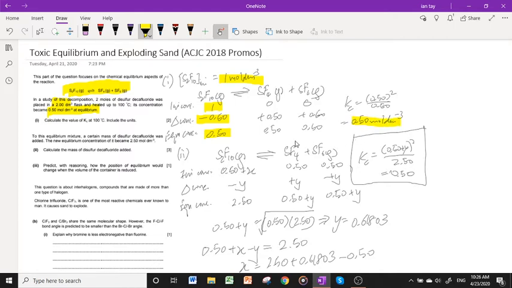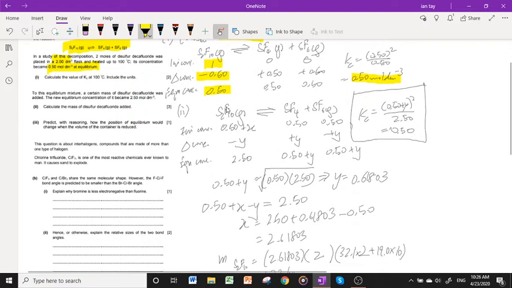So let us take a look at the second part, which is actually the more interesting part. So to this equilibrium mixture, an unknown mass of disulfur decafluoride was added. The new equilibrium concentration is now 2.50 mole per dm³. So we do not know what this mass is. So let the amount of disulfur decafluoride be X moles.